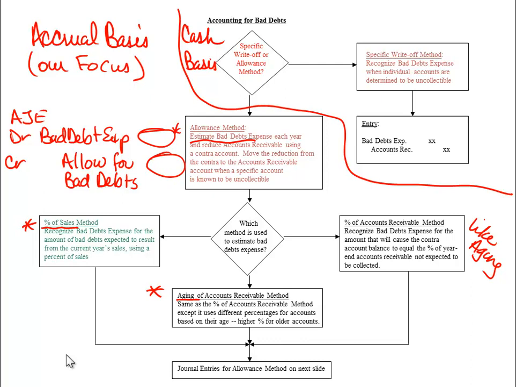And the two methods that you can use, that we will focus on, are starred. One is called the percentage of sales method, which we'll go through first. The second is called the aging of accounts receivable method, which we'll go through second. There is a choice. You don't do both. It's one or the other. There's a third method listed up here, the percentage of accounts receivable method, which is like the aging method, and we just will not cover it.